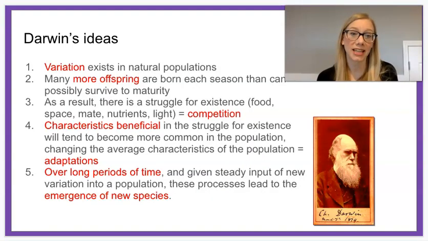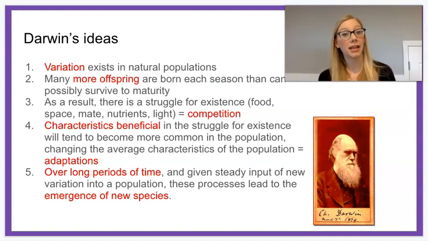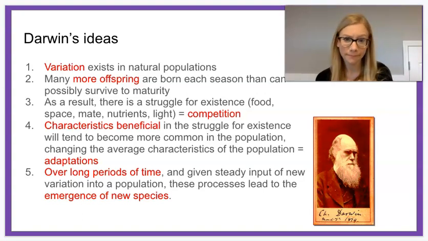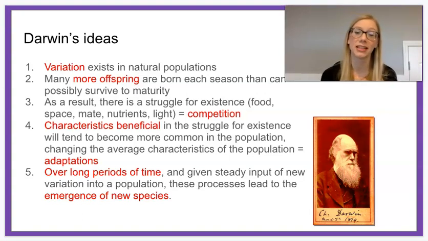So what were Darwin's ideas? Darwin comes along with the idea of variation. Variation exists in natural populations. Many more offspring are born each season than can possibly survive to maturity. As a result, there's a struggle for the existence of food, space, mates, nutrients, light. In other words, because there are more organisms than can actually survive, this creates competition. They're competing for resources. And over time, you get characteristics that are beneficial.